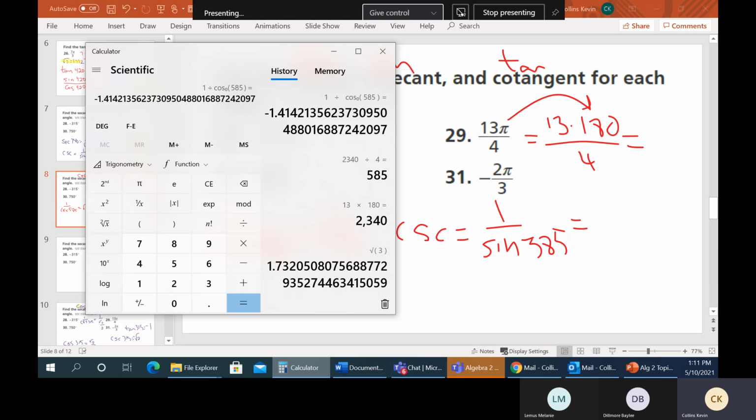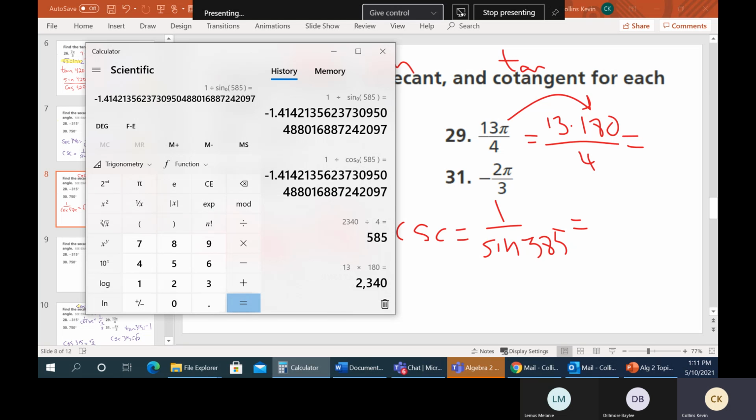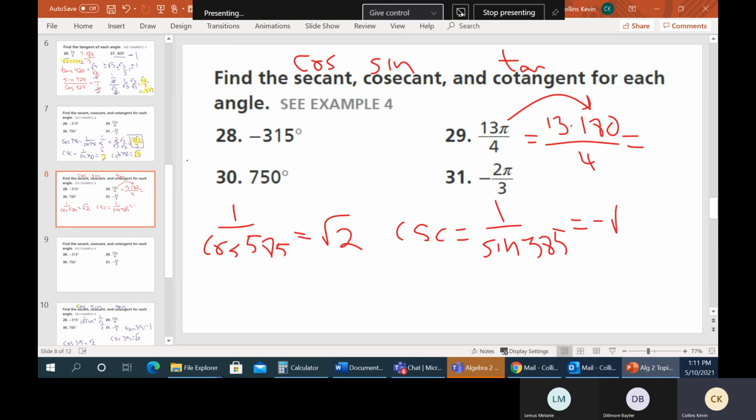So then same thing. So this is cleared out. We're going to go 1 divided by 585, and then this time we're going to take the sine. So he's negative square root of 2, because we got that 1.414 thing again.